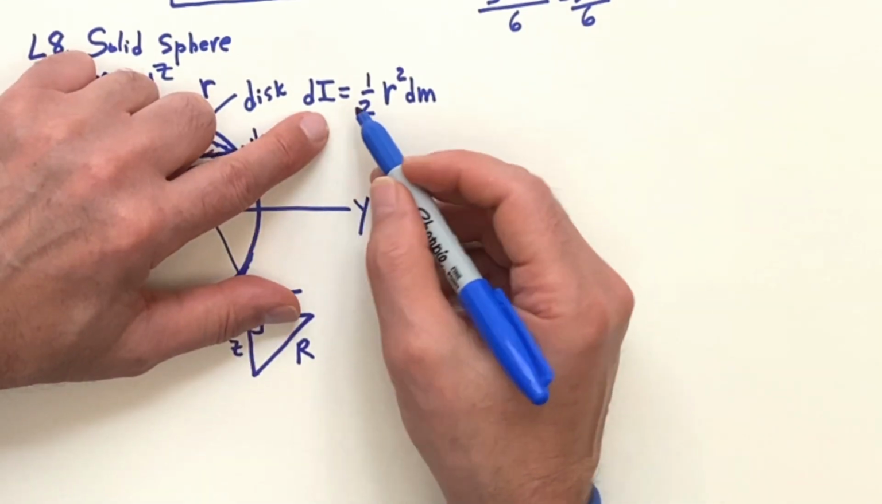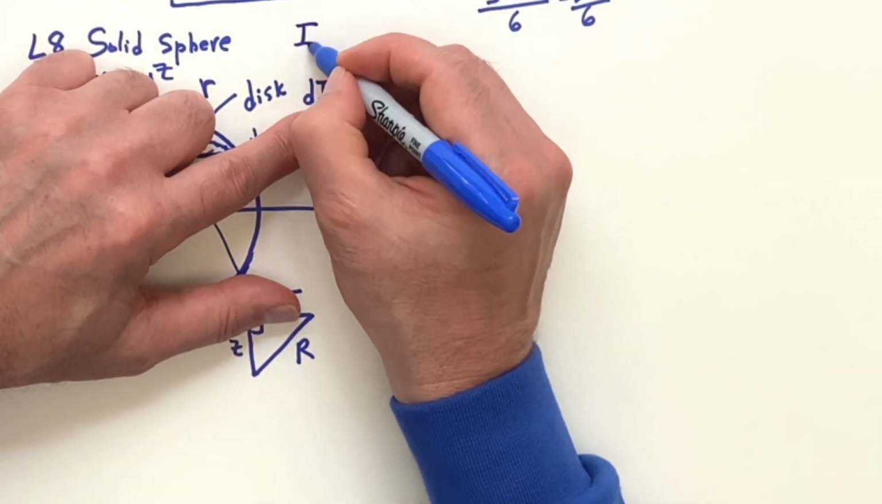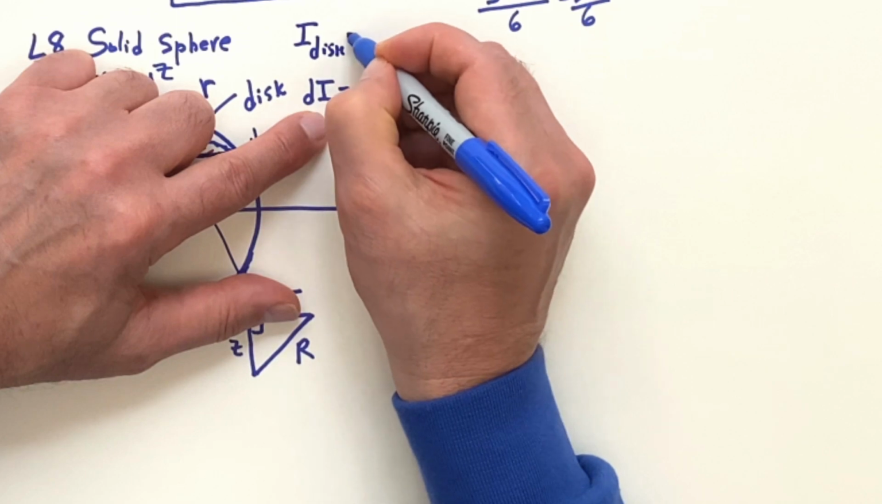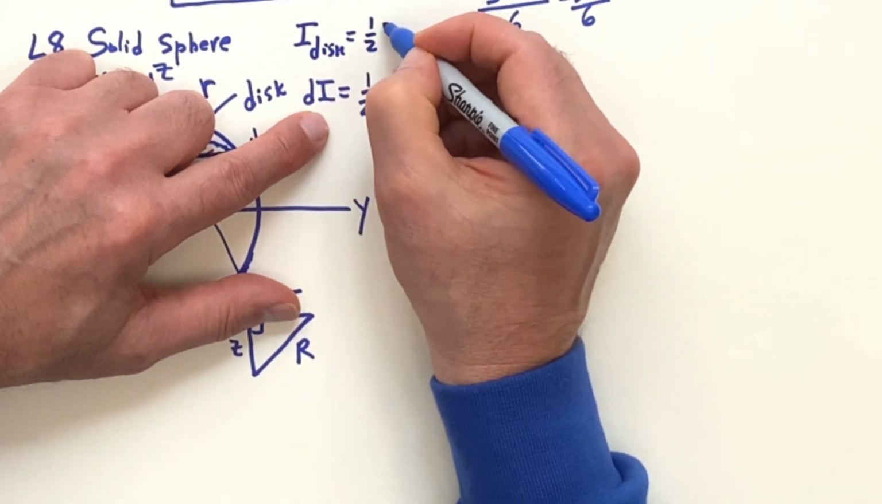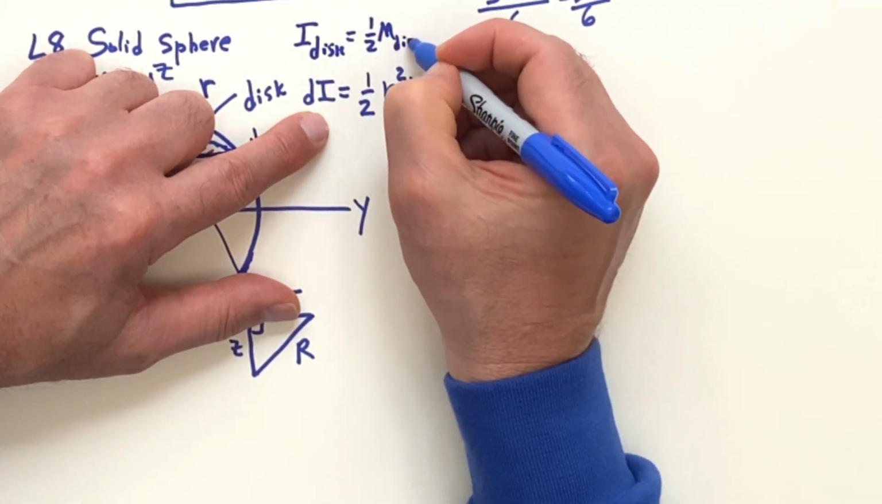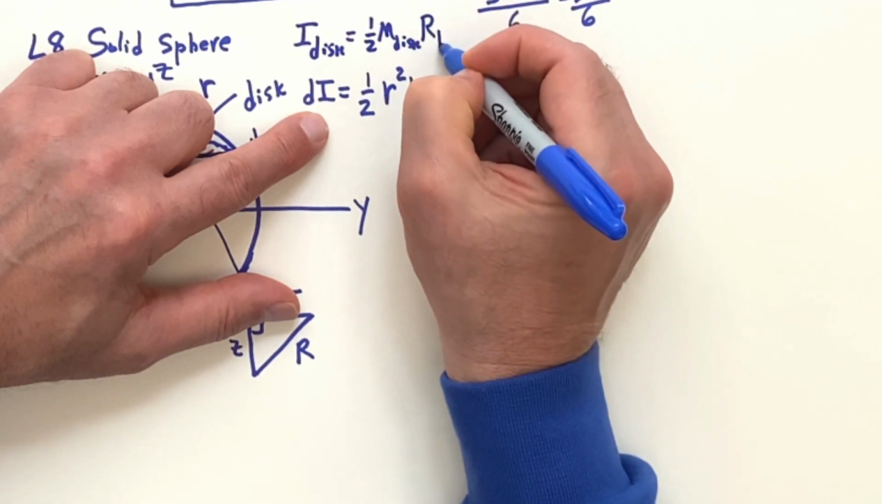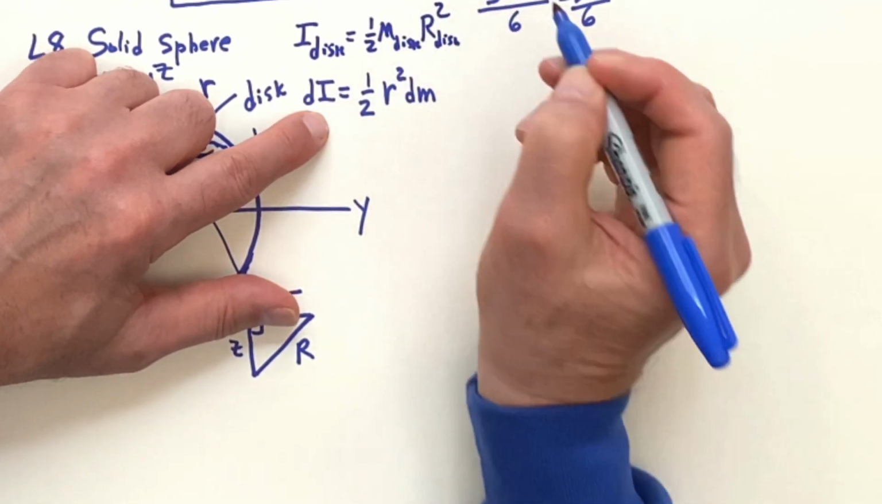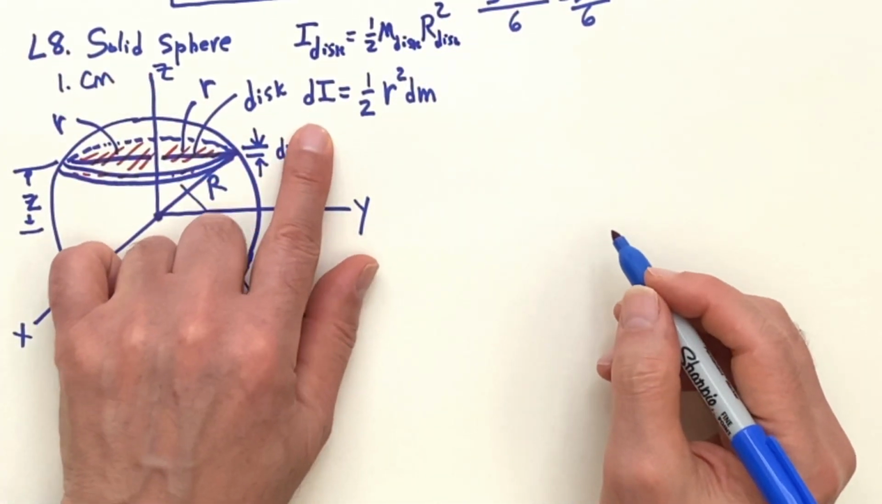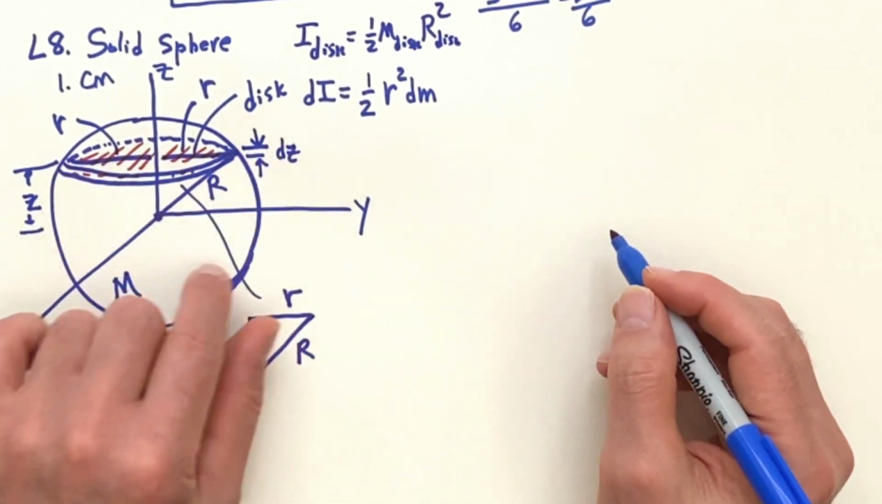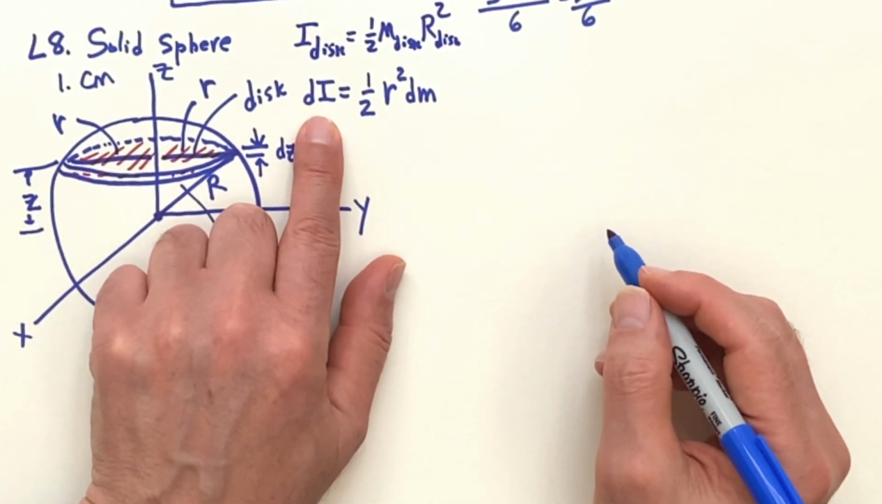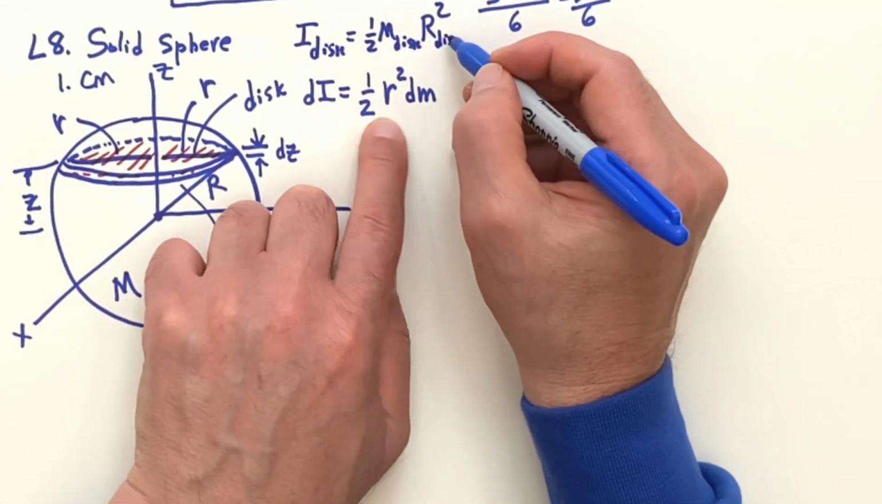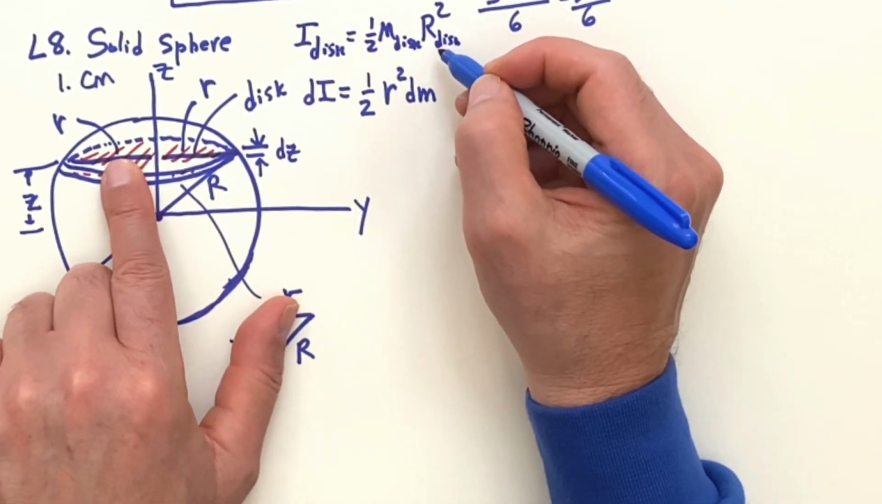So what we have used here is that I for a disk is 1/2 m, and then the radius of a disk is squared. So we apply that to this little plate, thin plate. So we have a dI, you have the 1/2, the r is a little r, and the dm.